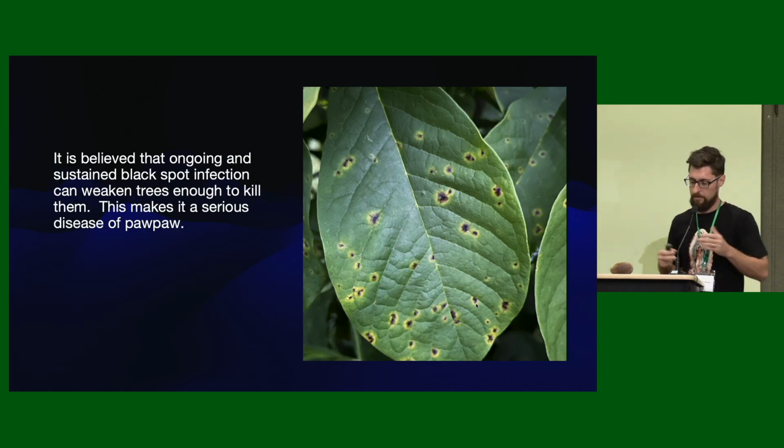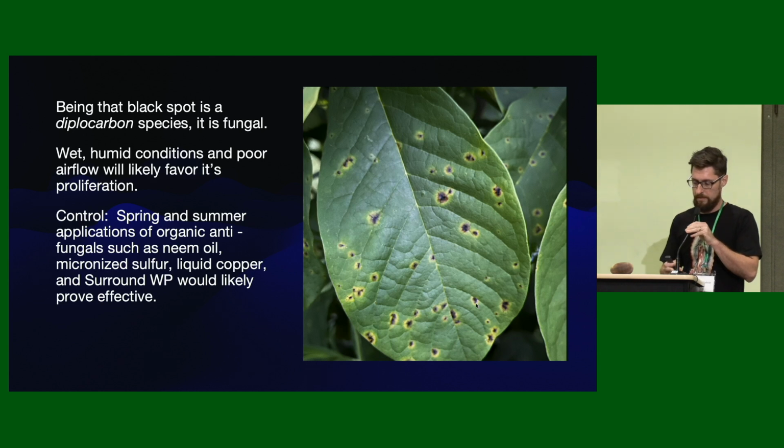It's believed that ongoing and sustained black spot infection can weaken the trees enough to kill them. This makes it a serious disease of pawpaw. Being that black spot is a Diplocarpon species, it's fungal, just like Phyllosticta. Wet, humid conditions and poor airflow will likely favor its proliferation.